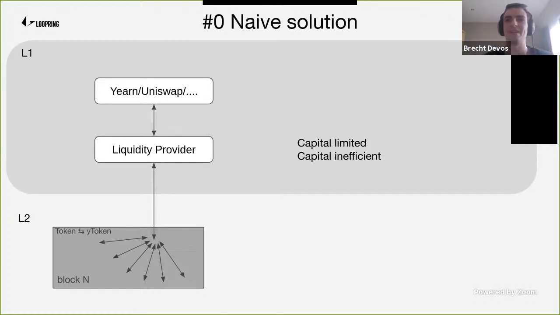Of course, the main downside is that it's quite capital limited, because this liquidity provider needs to have enough funds to actually facilitate all these trades. And it's also quite capital inefficient, because this liquidity provider needs to have these funds on hand and do the L1 interactions as needed, as users want to trade on L2. So if you have enough money, it's actually quite a good system, especially on ZK Rollup, because you can move funds around quite quickly. But it's still not that good, because you really don't want to count too much on liquidity providers if you don't need them.